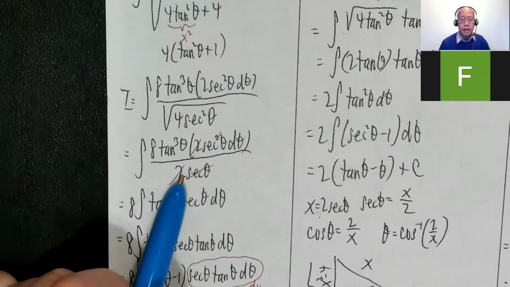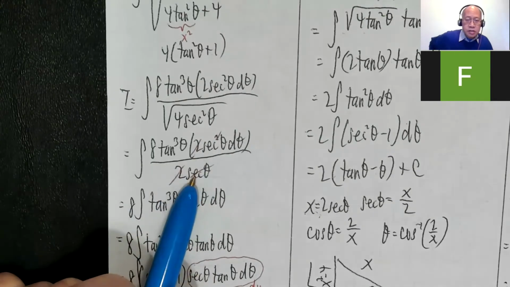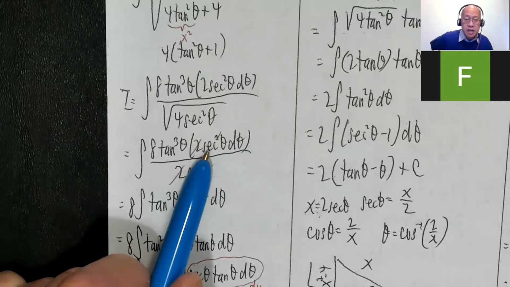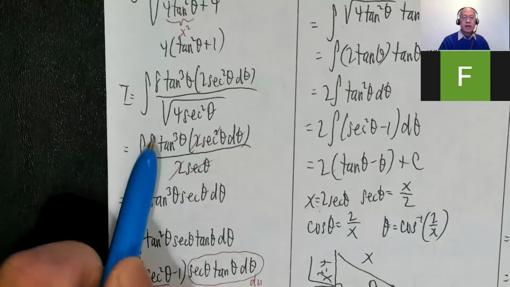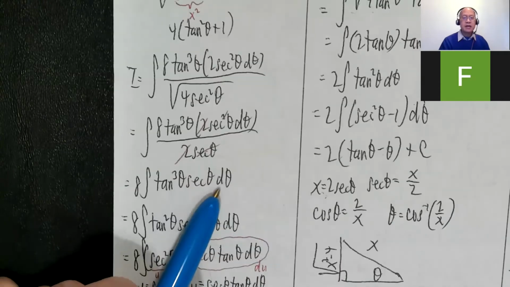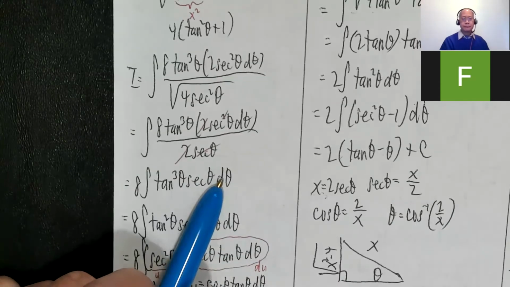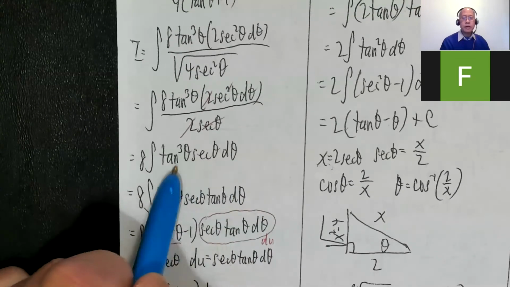Okay, and I notice the 2's cancel out. I can cancel one of those secants out. Let's see, this was secant squared, right? That's secant. So I'm going to be left with 8, which I bring out, tangent cubed, secant theta, d theta. And now this is a trig integral.